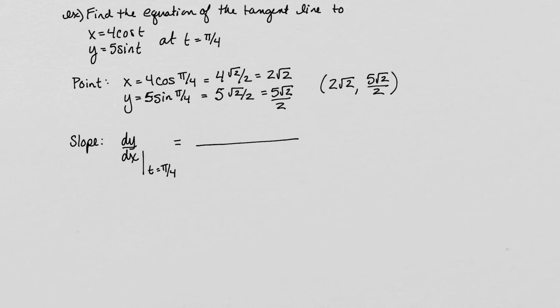Okay, so dy dx. It's going to be the derivative of y with respect to t. So, if I were to write it down, we're doing dy dt divided by dx dt, and then we're still going to evaluate it when t equals pi over 4. So what is dy dt? What's the derivative of 5 sine t? Yeah, 5 cosine t. All right, what's the derivative of dx dt?